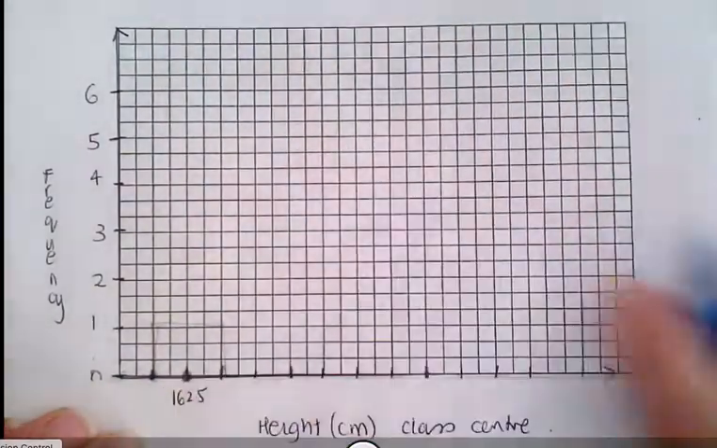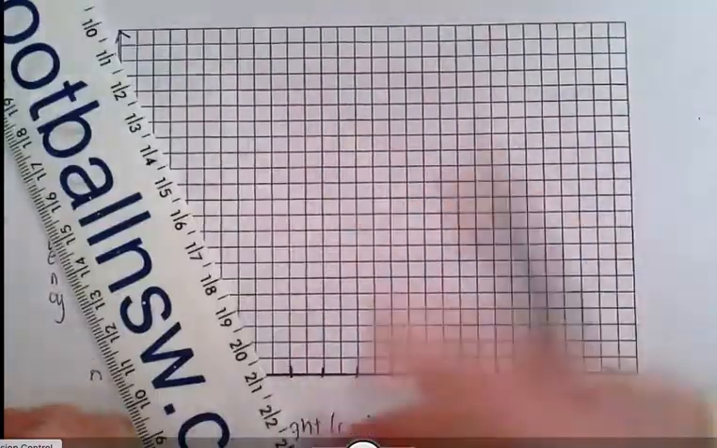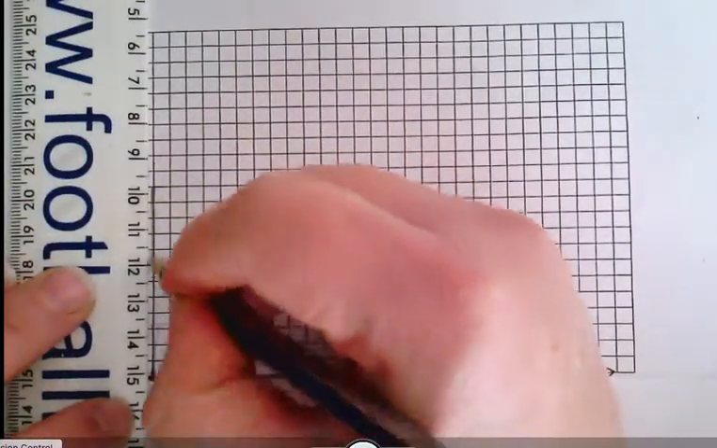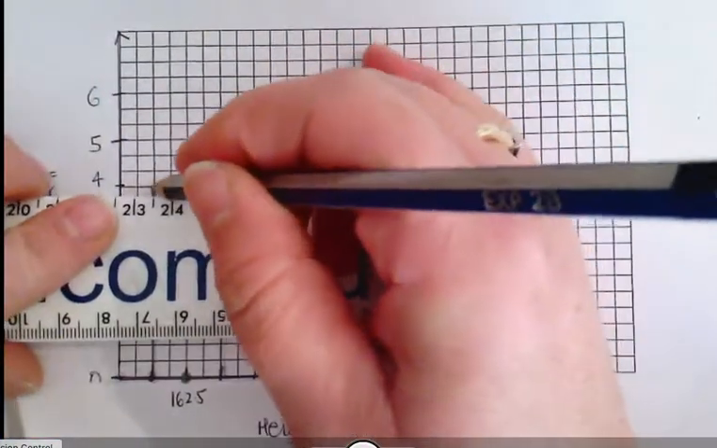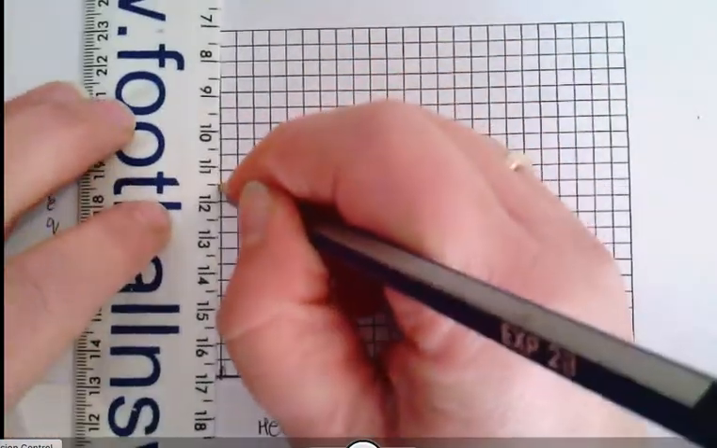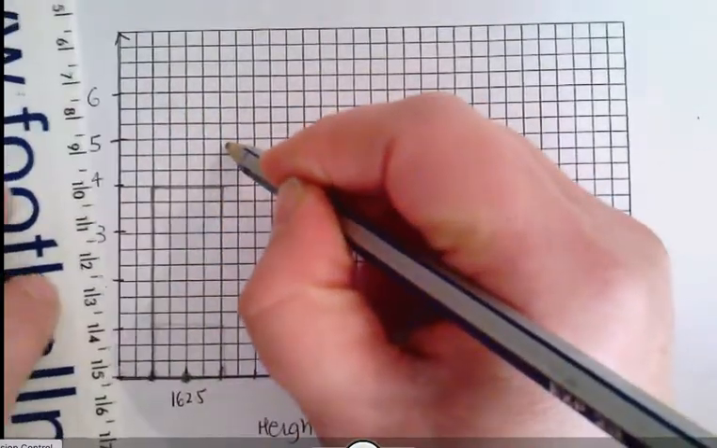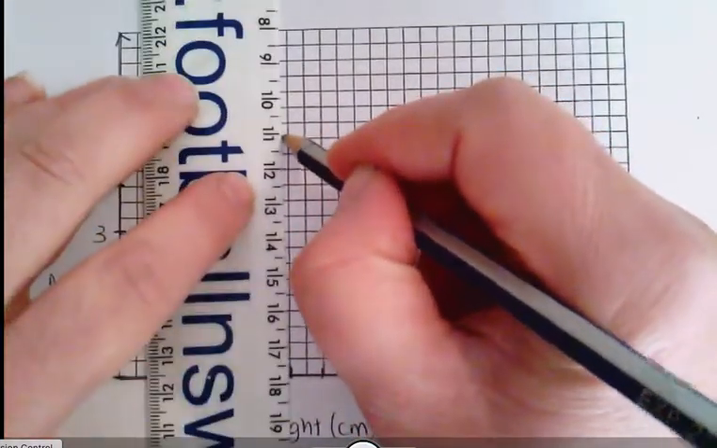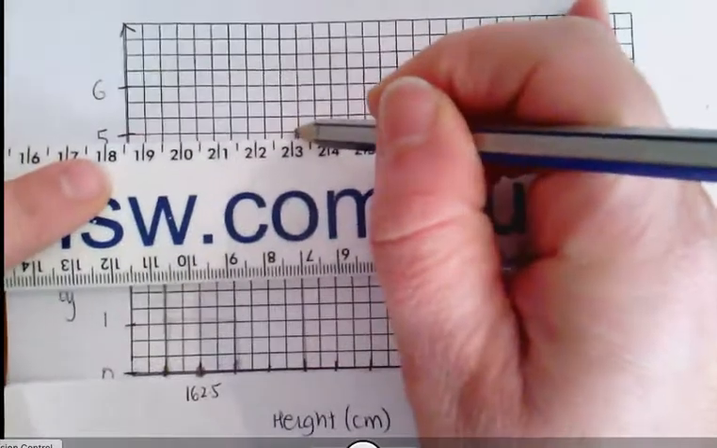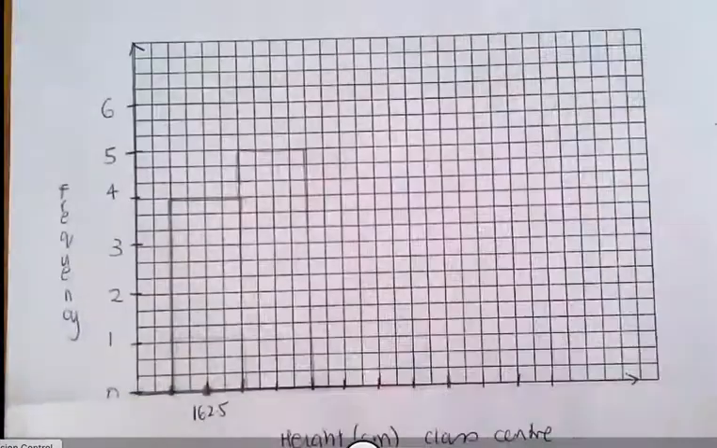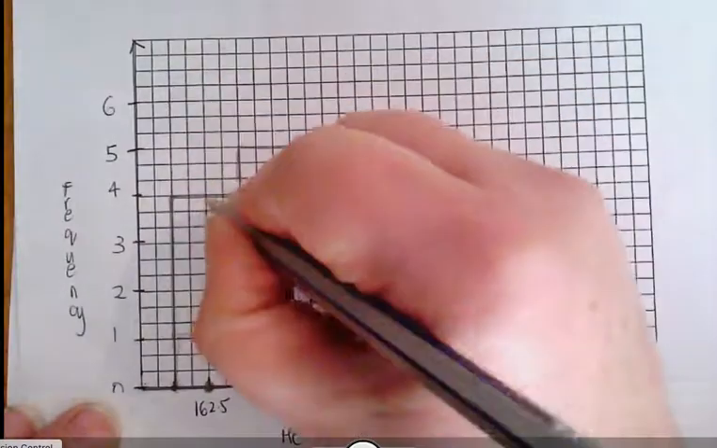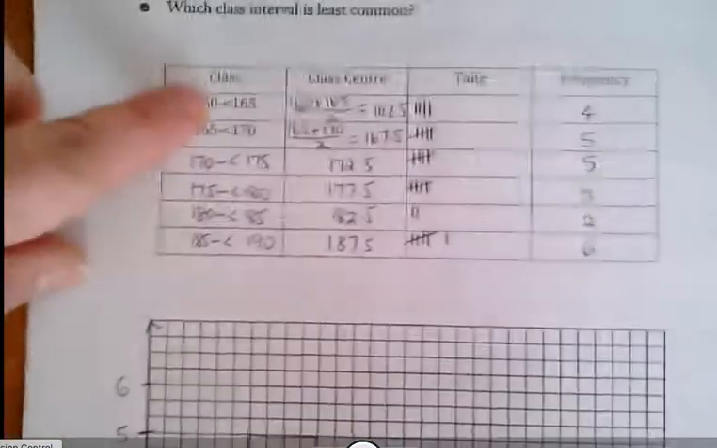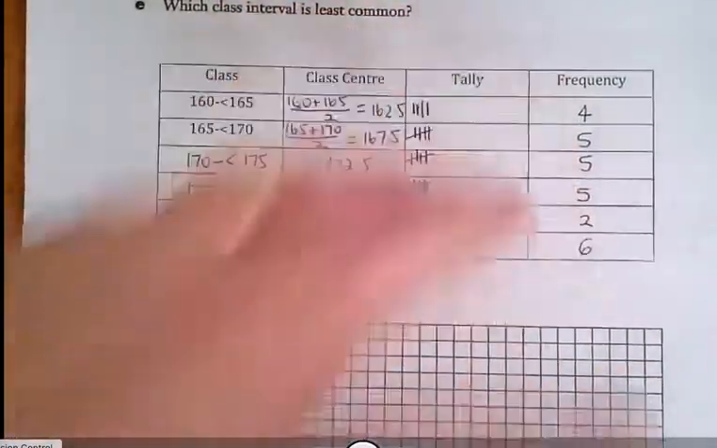So if I was to draw the histogram, I'm just going to do the first one in pencil. I'm not supposed to draw the histogram. It would go up to 4. And the next one would be 5 high, for example, and we've got 4 wide. That's how the histogram would look. I'm not going to complete it, but the top of the first column would be there. So with class center 162.5, frequency is 4, then we've got 5, 5, 5, 2 and 6.